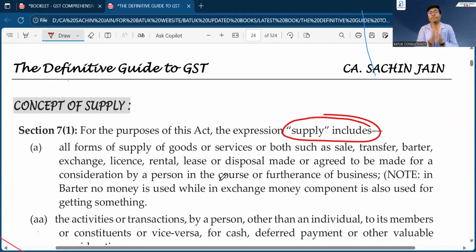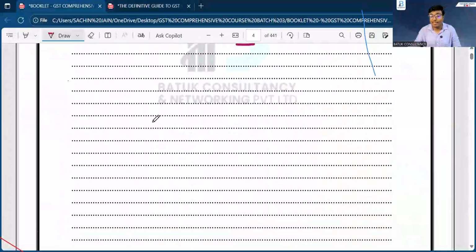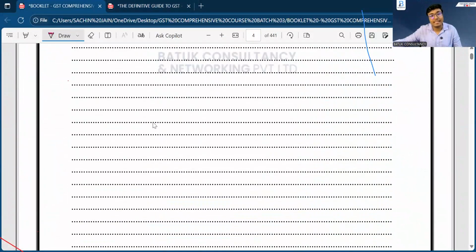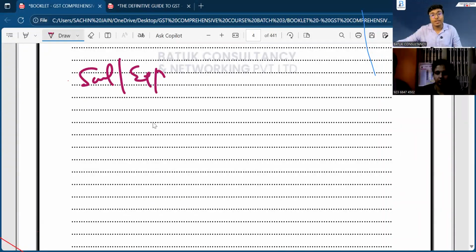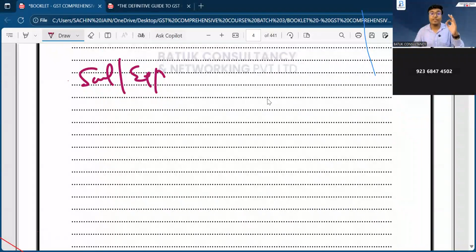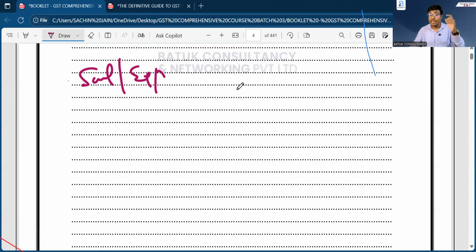Those things which are mentioned in the particular definition will only be there, but government has used "supply includes." This is a wider definition. If government wants to add anything in future, then government may add. So the definition is: supply includes sale, exchange, barter, transfer, lease, rental, disposal, agreed to be disposal. If you made any sale, disposal, agreed to be disposal, exchange, barter, transfer, lease, the same will be treated as supply.